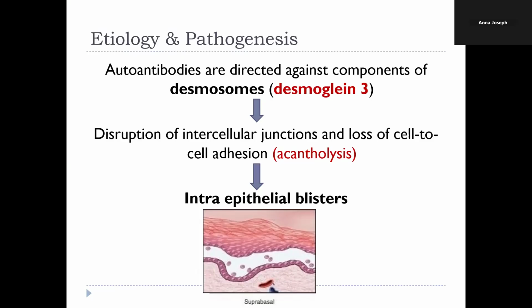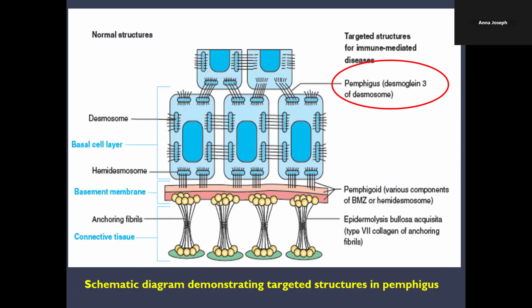So when the cell-to-cell adhesion is lost, it results in a blister, which is seen at the level above the basement membrane, and that is termed as an intraepithelial blister. For a molecular aspect of this pathogenesis, we can see that this is a schematic diagram demonstrating the targeted structures in pemphigus, where we have the desmoglein 3 as a component of the desmosome, which is seen attaching cells to cells. It is seen above the basement membrane.